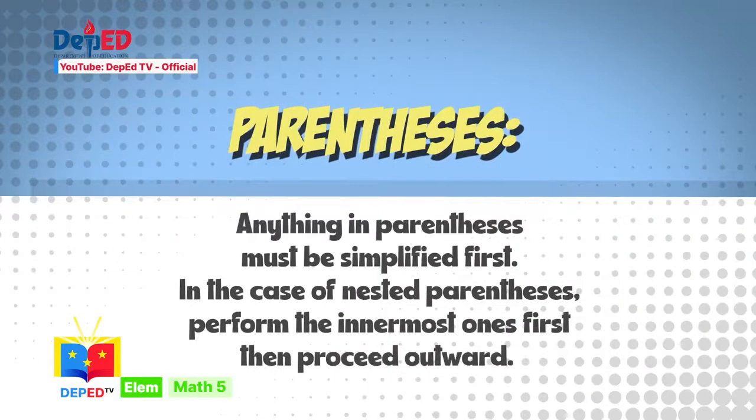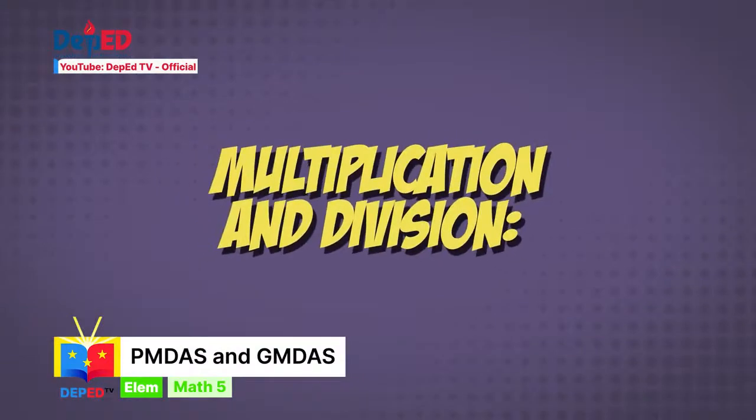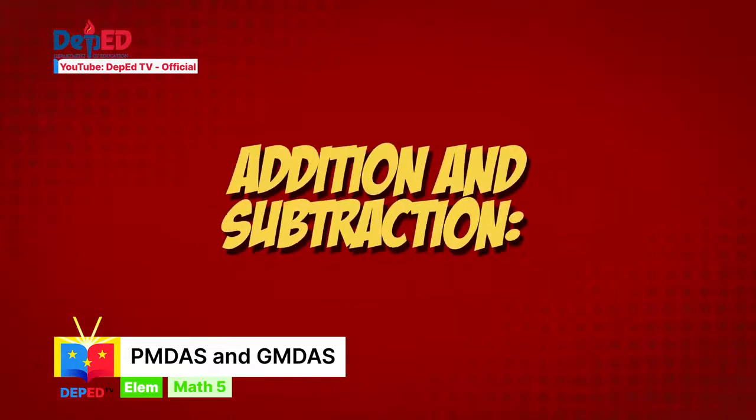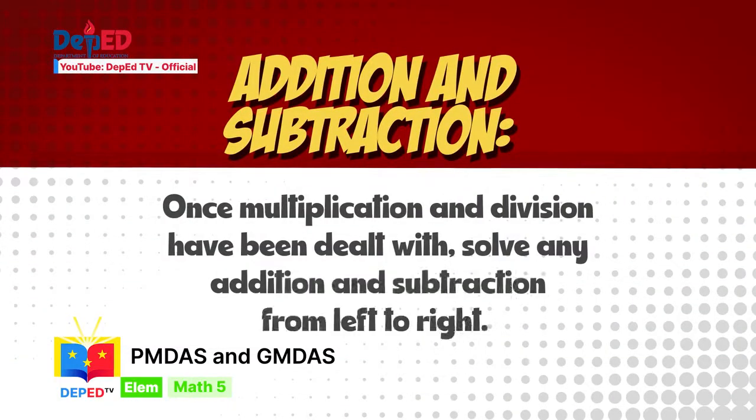Anything in parentheses must be simplified first. In the case of nested parentheses, perform the innermost ones first, then proceed outward. Number 2. Multiplication and division. Once parentheses have been dealt with, solve any multiplication and division in order from left to right. Number 3. Addition and subtraction. Once multiplication and division have been dealt with, solve any addition and subtraction from left to right.